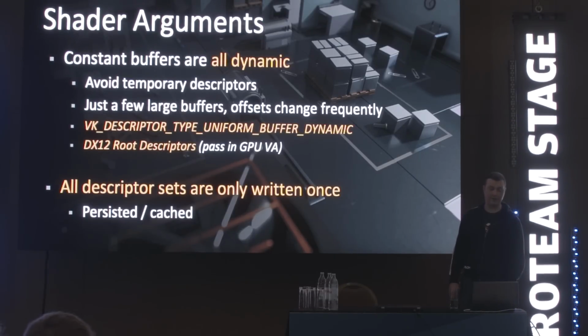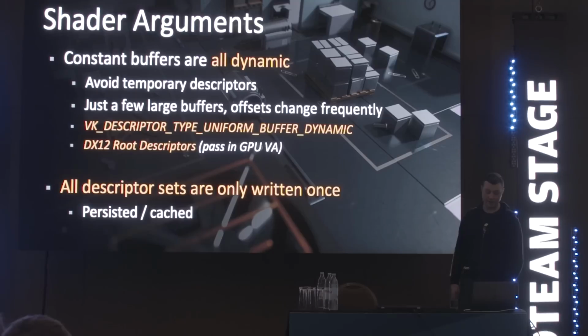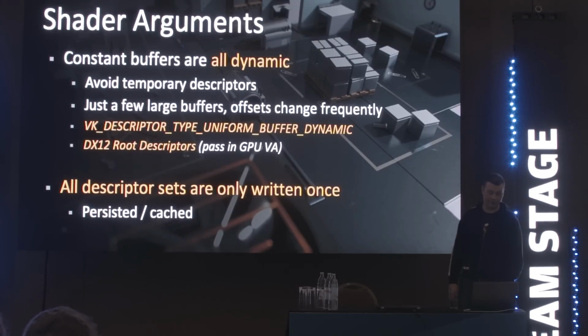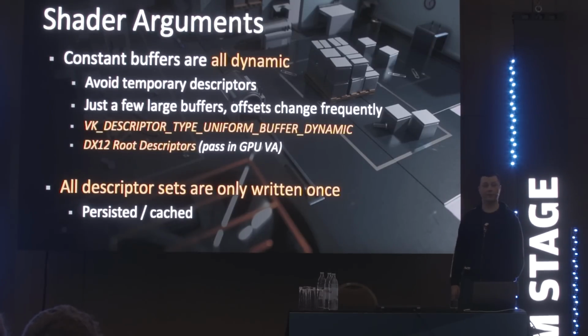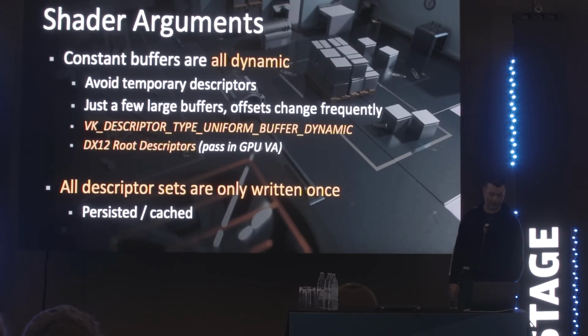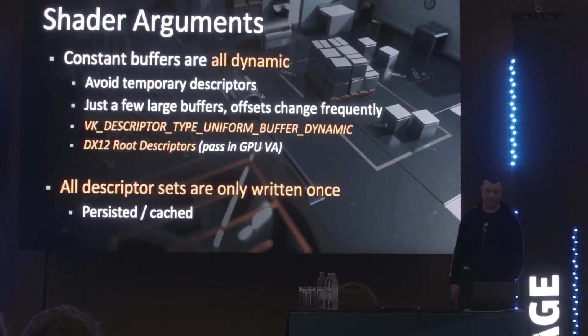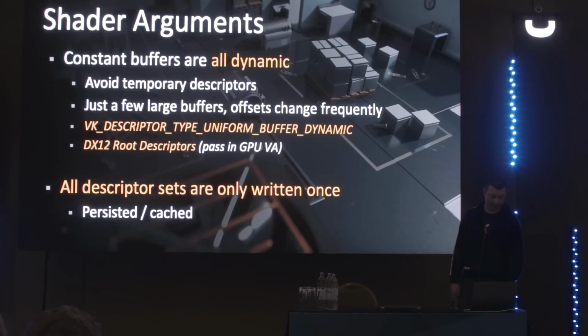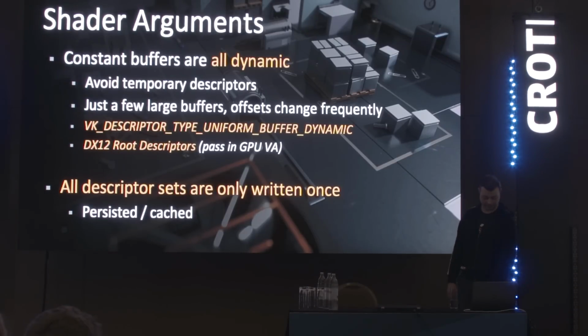Our constant buffers are all dynamic, and we avoid having temporary descriptors. We have just a few large buffers, and offsets into these buffers change frequently. For Vulkan, we use uniform buffer dynamic descriptor type, and on DX12, we use root descriptors, just passing in a GPU VA. All of our descriptor sets are only written once, and then persisted or cached.